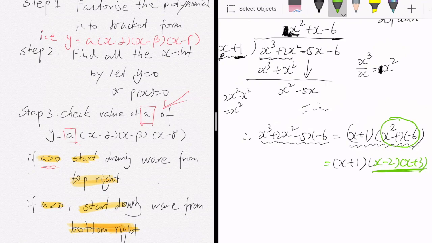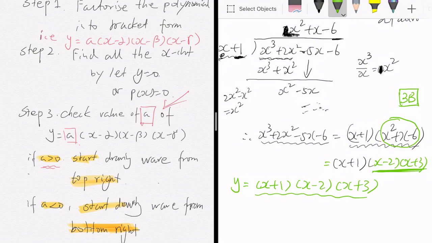If you have any problem, watch my video of Straight B, the quadratic chapter. So now my equation can be rewritten as y equals x plus 1, x minus 2, x plus 3. So you see here I have converted it into the factorized bracket form, which is very similar to the question we got in example 24. And then we're going to follow the next steps.